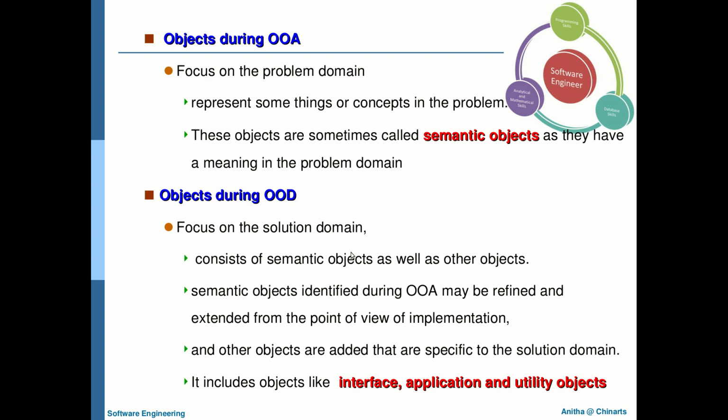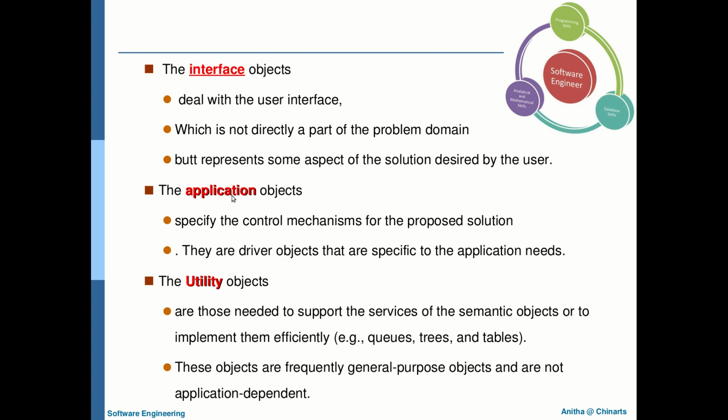So apart from semantic objects that define the problem domain and the solution domain, you need three important kinds of objects. What are they? Interface objects, application objects, and utility objects. Interface object is used for the communication between the objects, dealing with the user interface, the application object is used for the control mechanism, and the utility objects are used for providing support, those needed to support the services of the semantic objects. These are the different types of objects available.